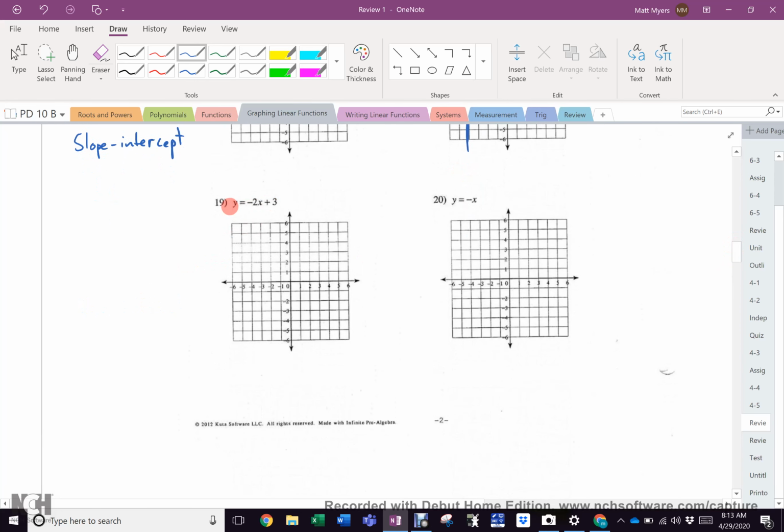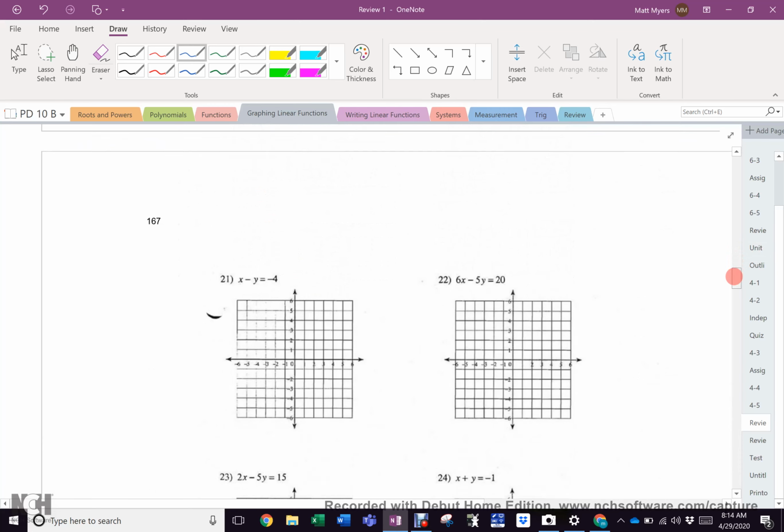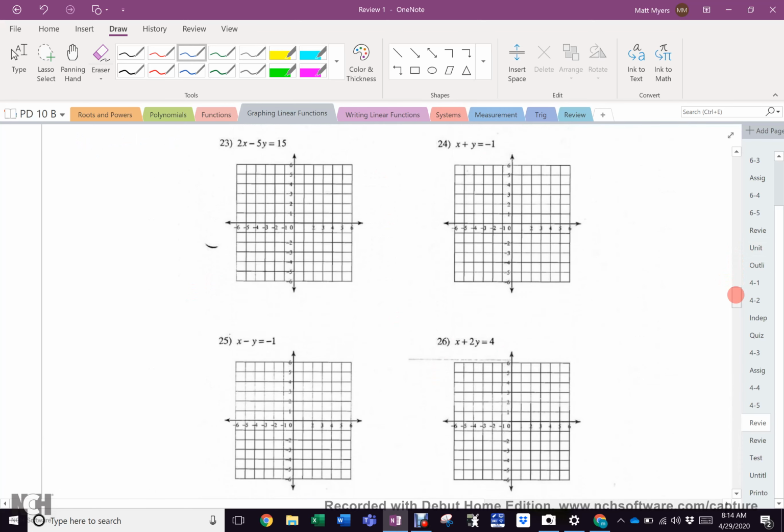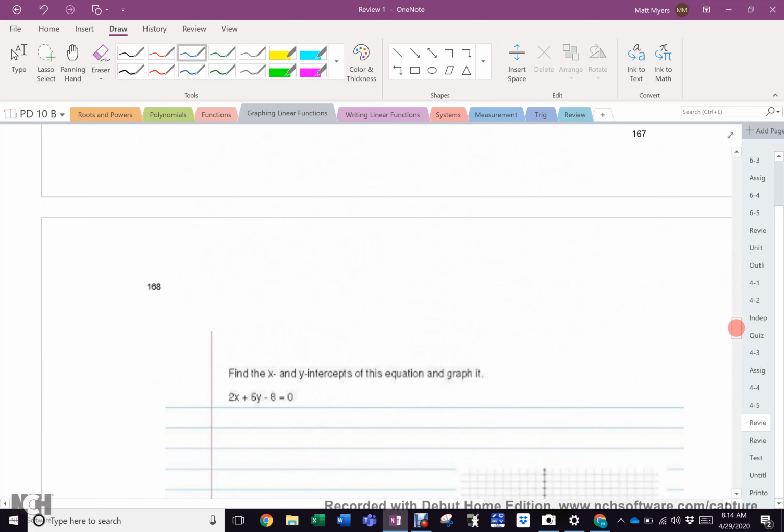Now this one, y is isolated, so I can use slope intercept. Positive 3. Slope is negative 2. Down 1, 2, right 1, or up 1, 2, left 1. And there's your line. You'll be able to do all the rest. Isolate, isolate, isolate. Try to get y by itself.